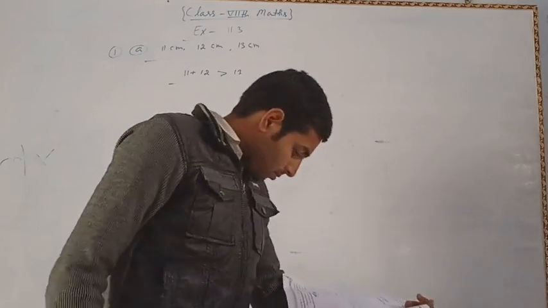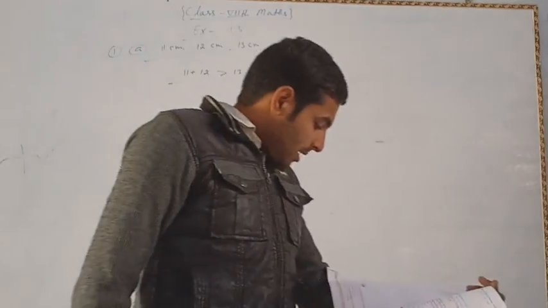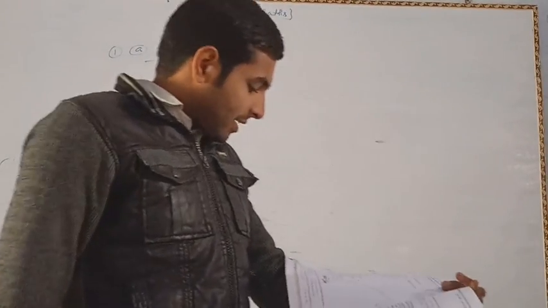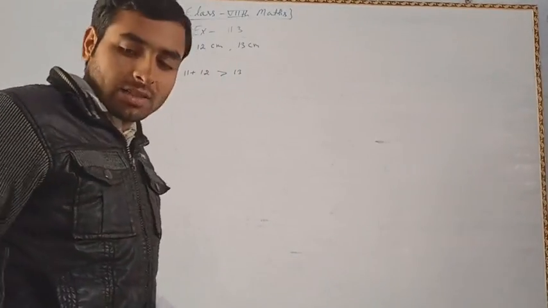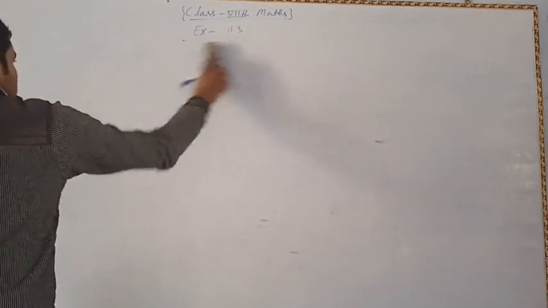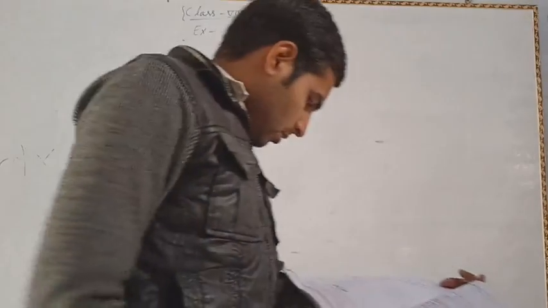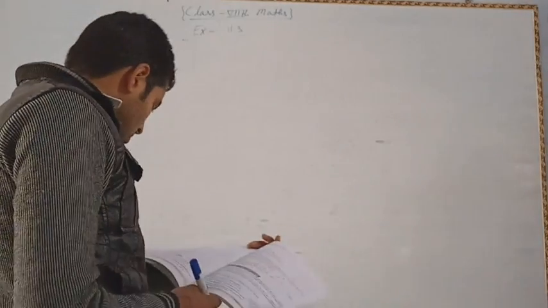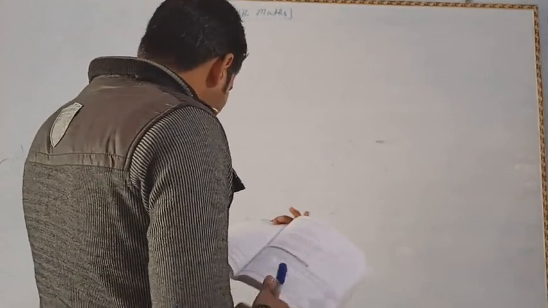So with the measurements of these sides, we can construct a triangle. Again, you have been given problem number 2.